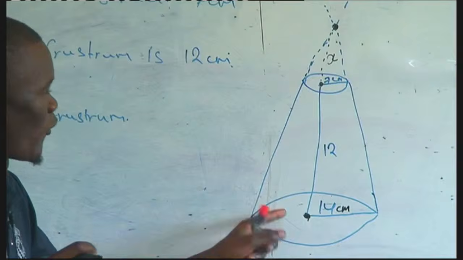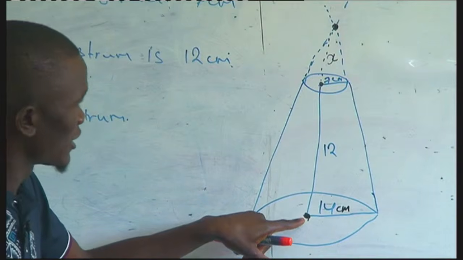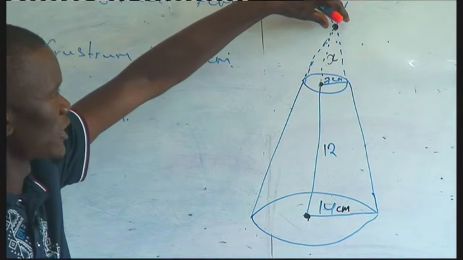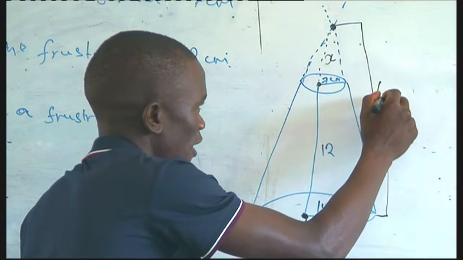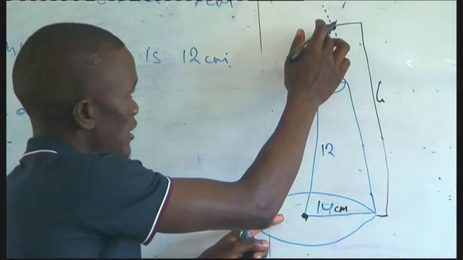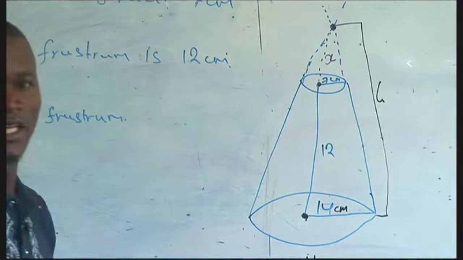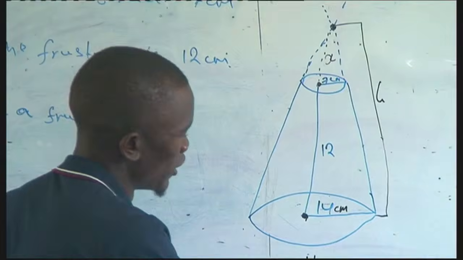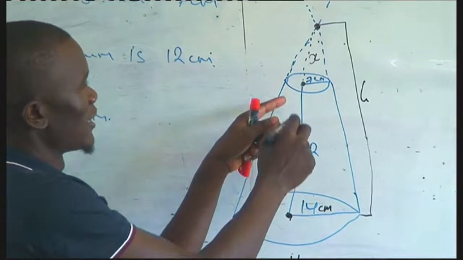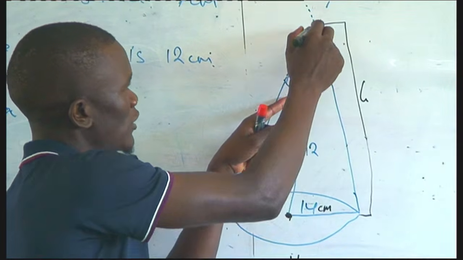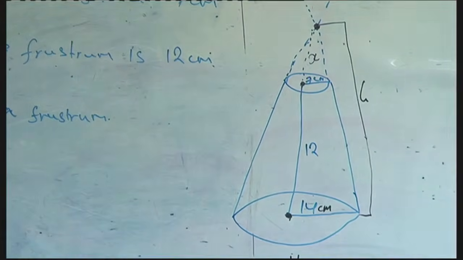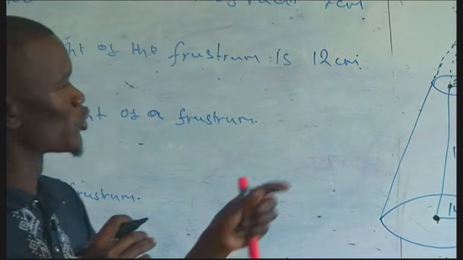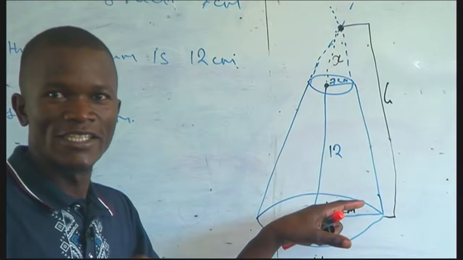So the total height of the whole cone, capital H, starts from where 14 is up to where the two slant heights are meeting. That is the 12 for the frustum plus the part at the top, from 7 to where the two points are meeting, which is x. That becomes the total height of the cone. And we have two radii: one bigger radius and a smaller radius.